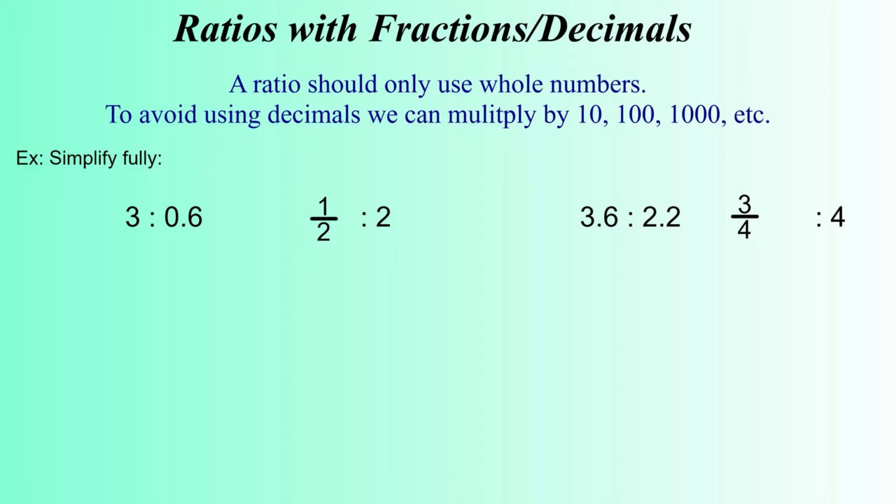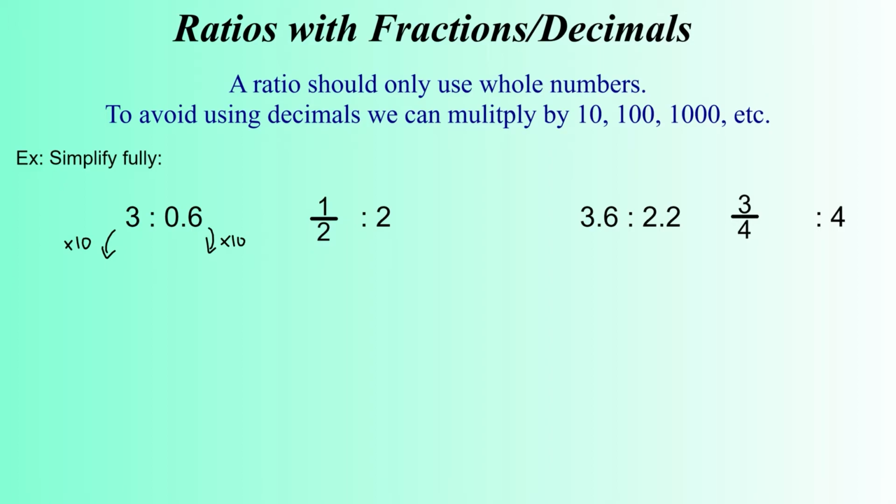So what we're going to do first of all is scale the ratio up. If we look at this first example here, 3 to 0.6, what I'm going to do there is multiply both by 10. There's lots of different ways you can do this, but I find just multiplying by 10, 100, or 1,000, depending on the number of decimal places you've got, will be a good starting point.